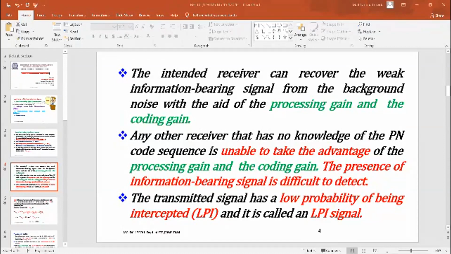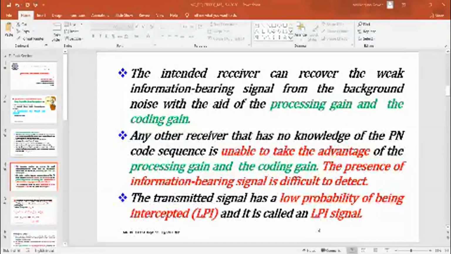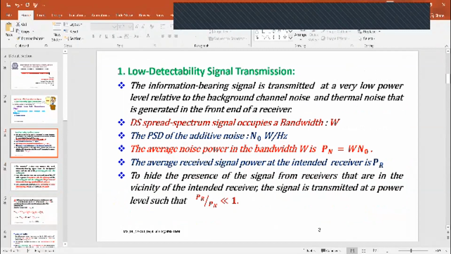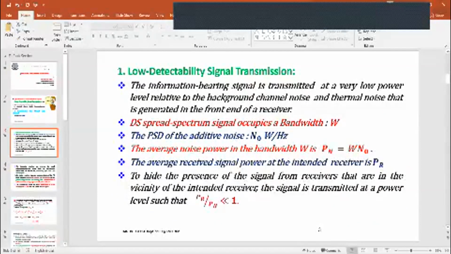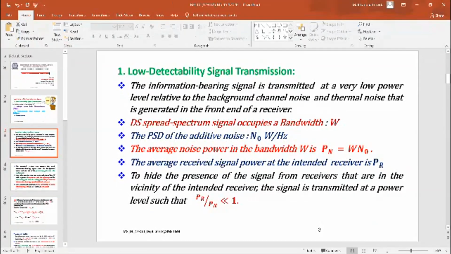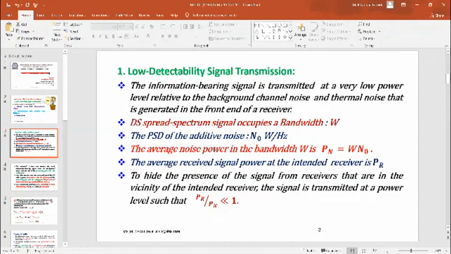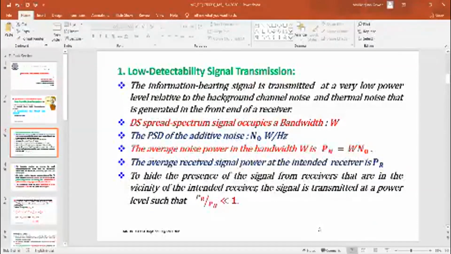So in this case, the information bearing signal will be transmitted at a very low power level, that is very less compared to the background channel noise and the thermal noise. So these two will be generated at the front end of the receiver. As I said, it will be in terms of microvolts.